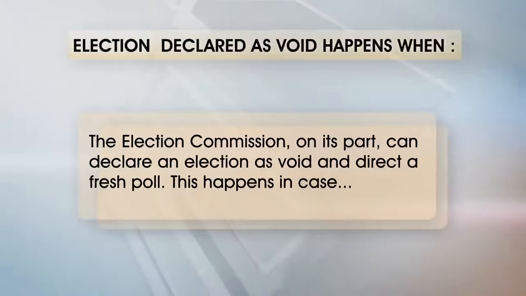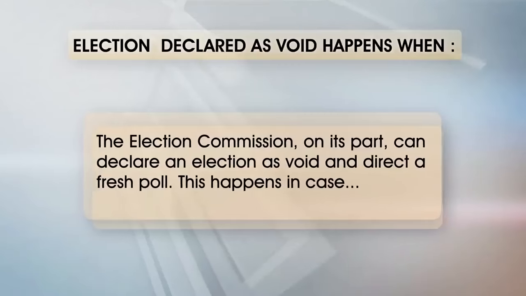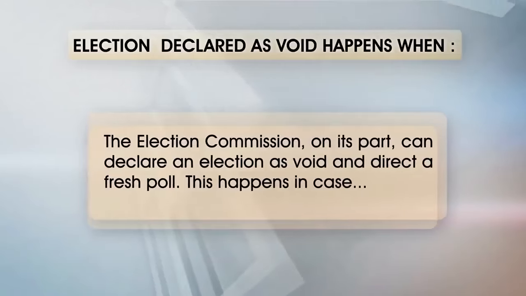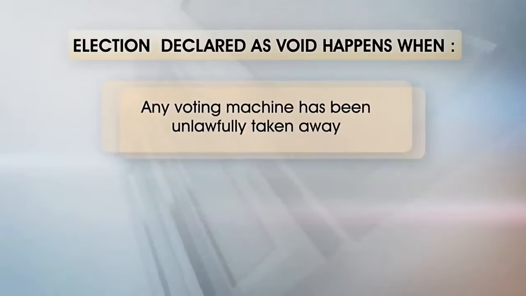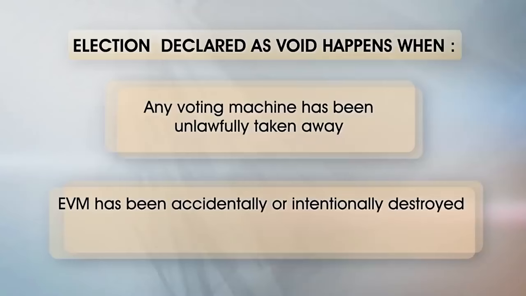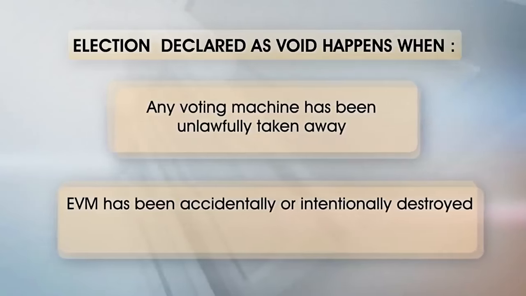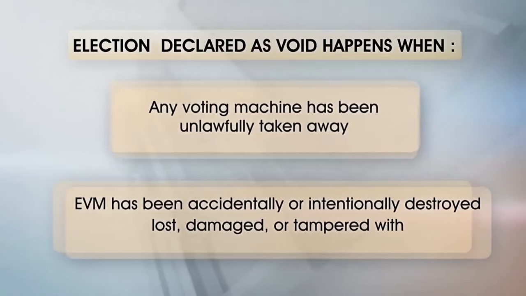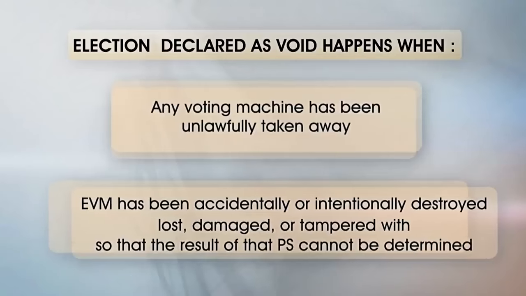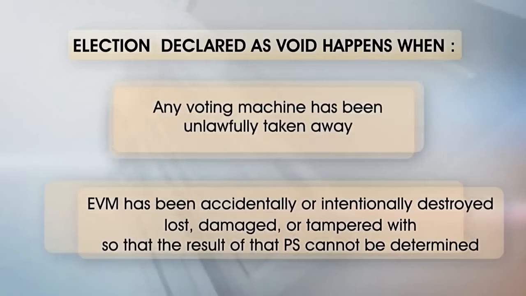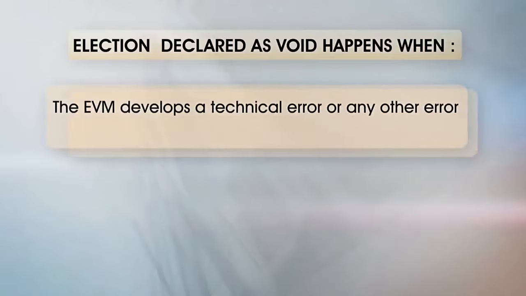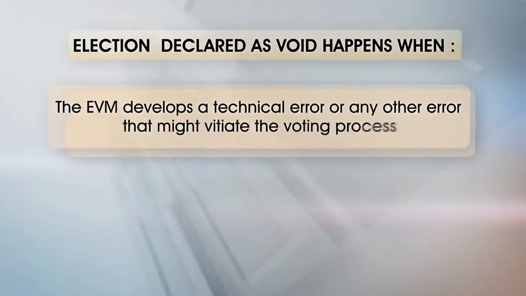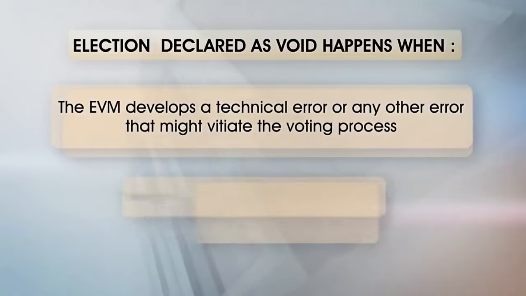Election declared void. The Election Commission, on its part, can declare an election as void and direct a fresh poll. This happens in case any voting machine has been unlawfully taken away, or the EVM has been accidentally or intentionally destroyed, lost, damaged or tampered with so that the result of that PS cannot be determined. The EVM develops a technical error or any other error that might vitiate the voting process.